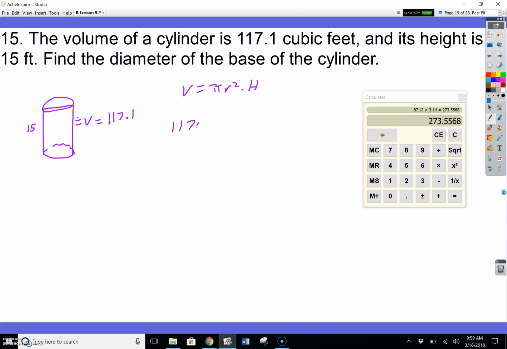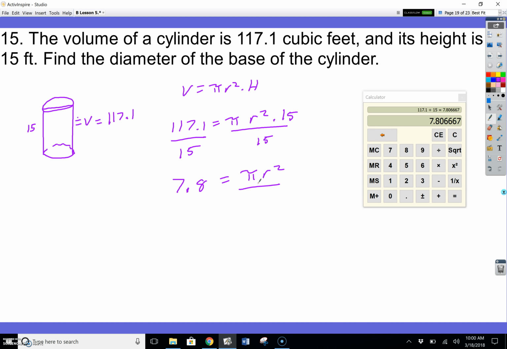So I'm going to have 117.1 is equal to pi r squared times the height, which is 15. So the first thing I'm going to do now is solve for r squared. So I'm going to divide both sides by 15. And that's going to give me an answer of 7.8 equals pi r squared.